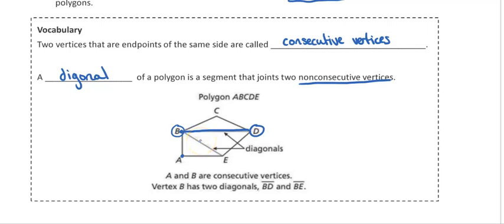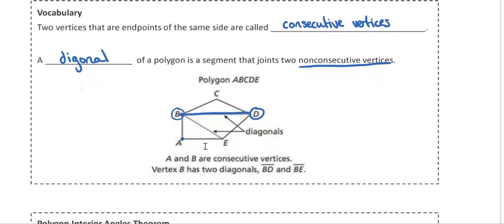And remember, consecutive means just in a row. So consecutive means they come right after each other and they form the two endpoints of a side. Non-consecutive means when you connect them, instead of creating a side, you created a diagonal.